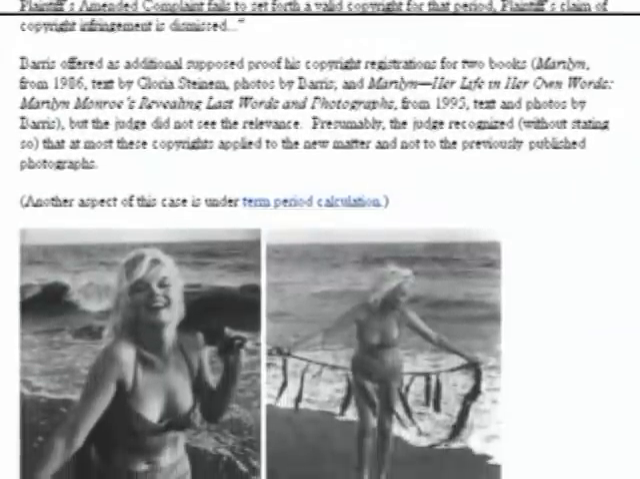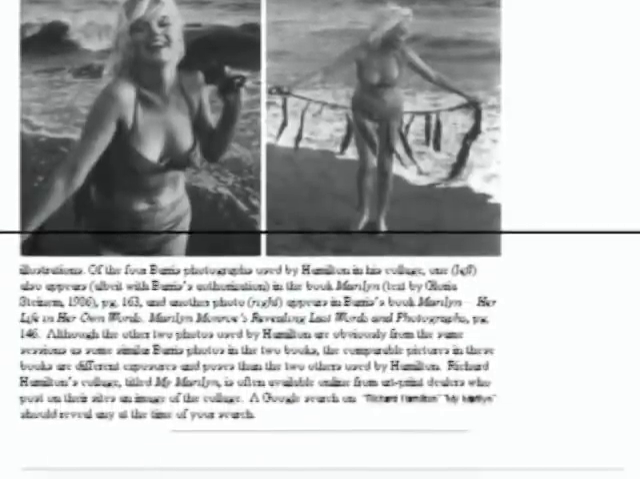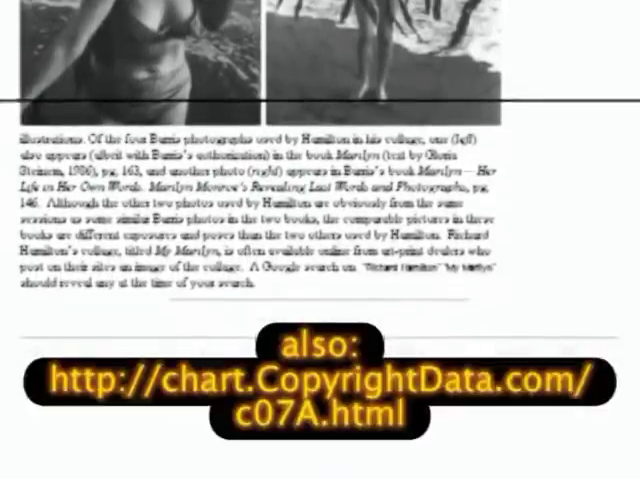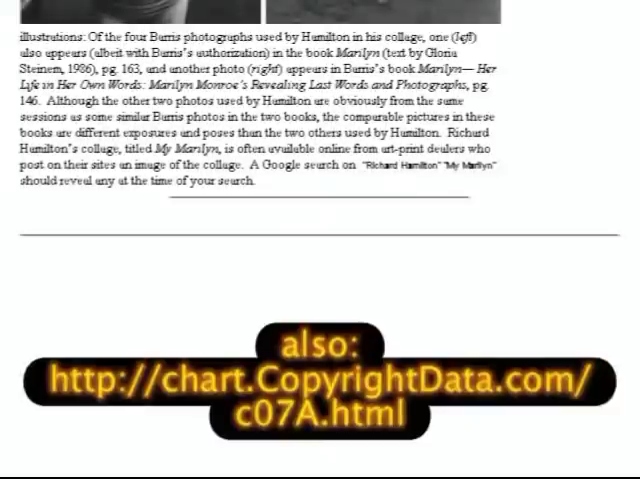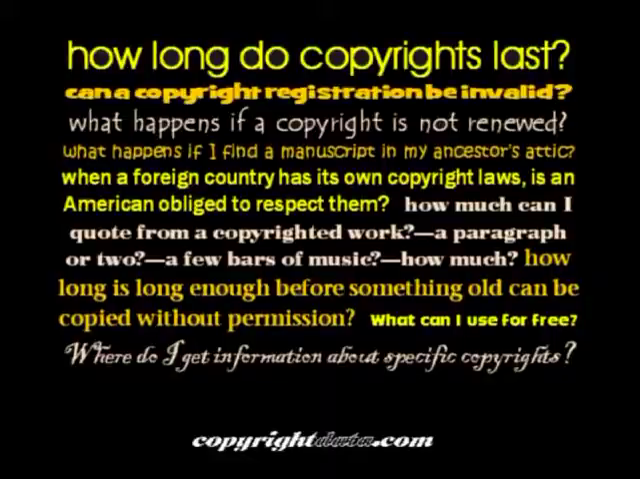So what was the argument he tried to make? That the placement of these photographs in a later work meant that the copyright in the later work controlled it. Now, I'm not going to go into the details here. There's a separate video in this series on derivative works. Don't tell me that things can get more complicated than that. Yes, they can, but that's outside what we're going to cover in this video.